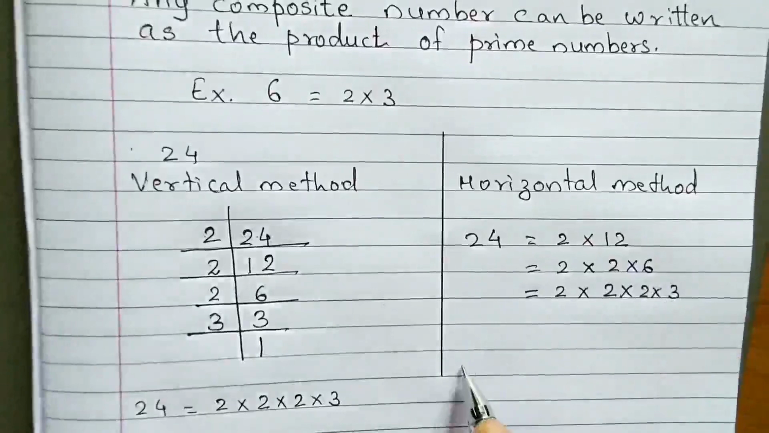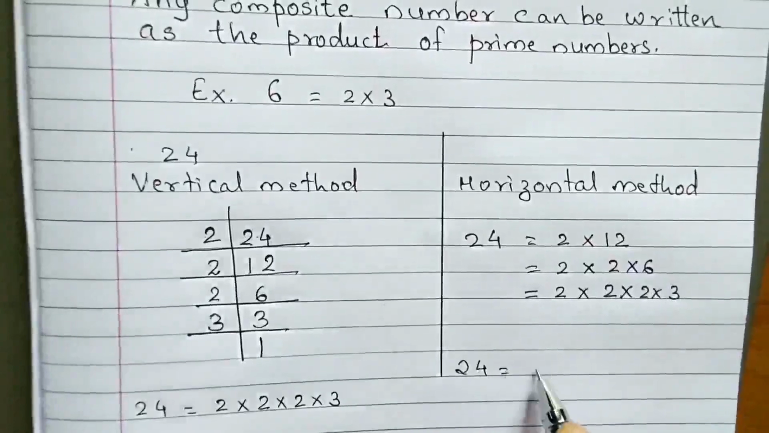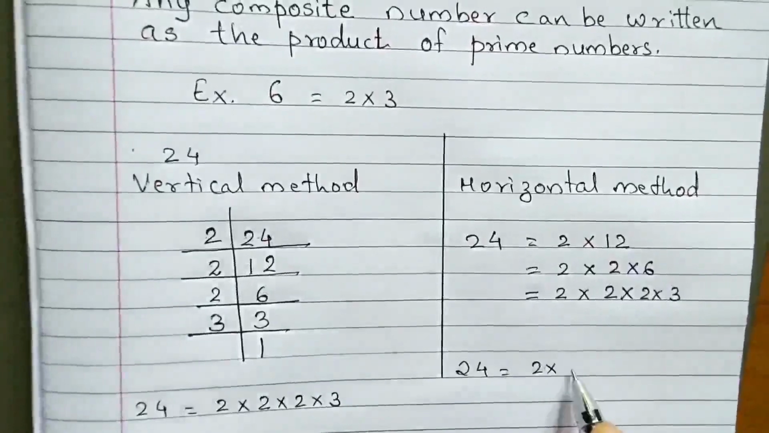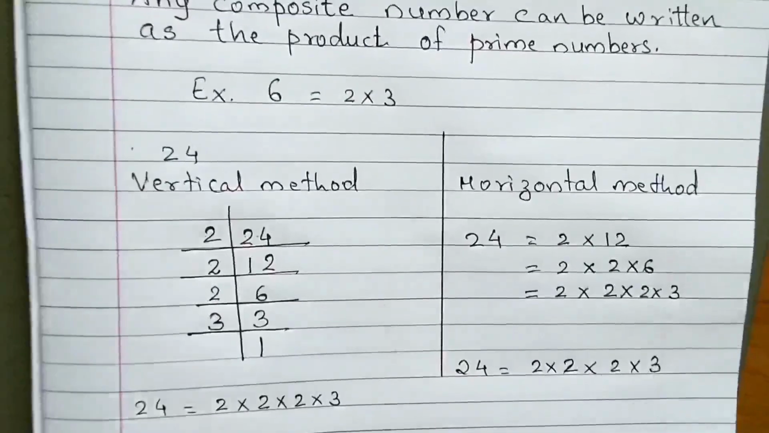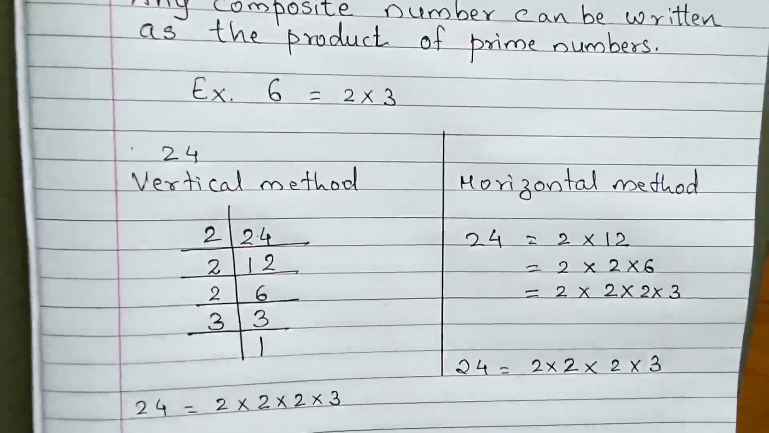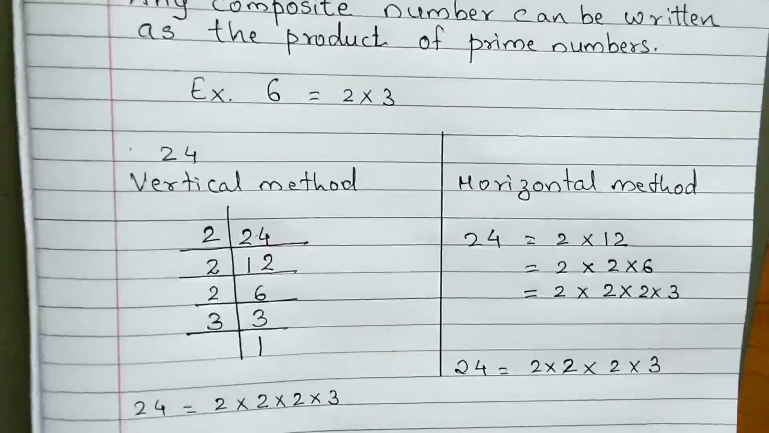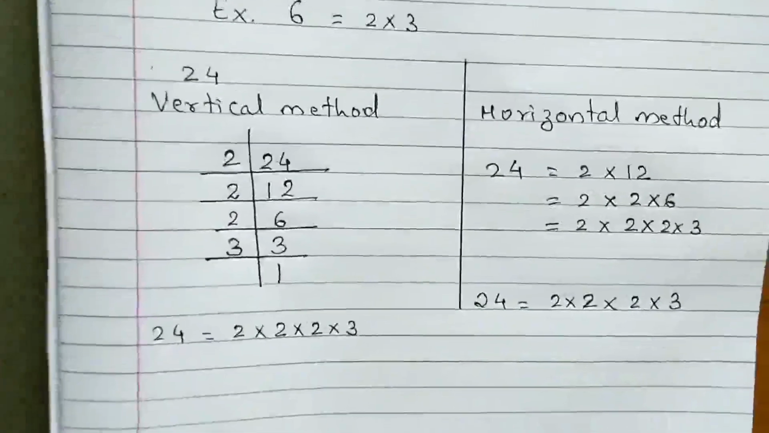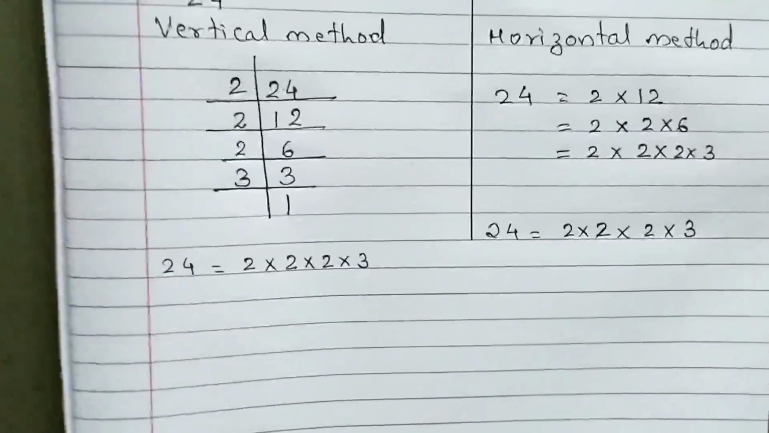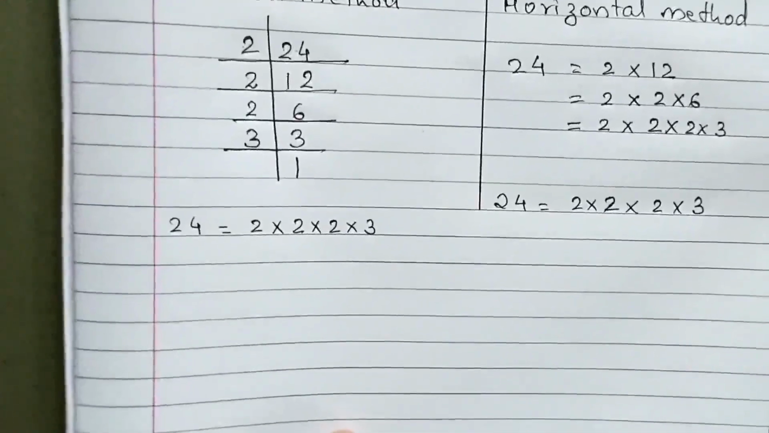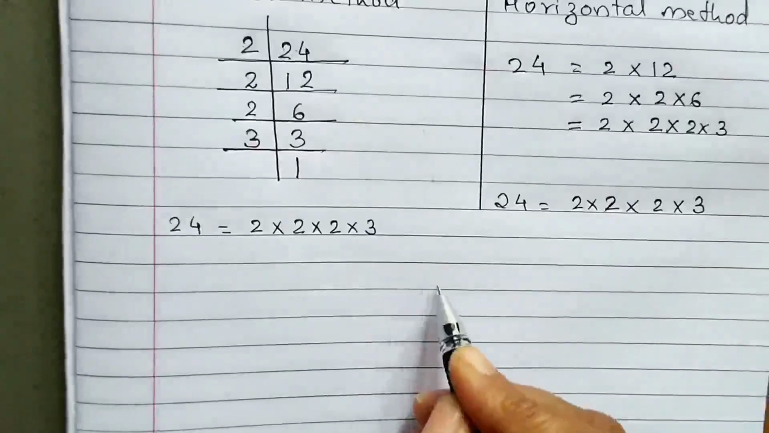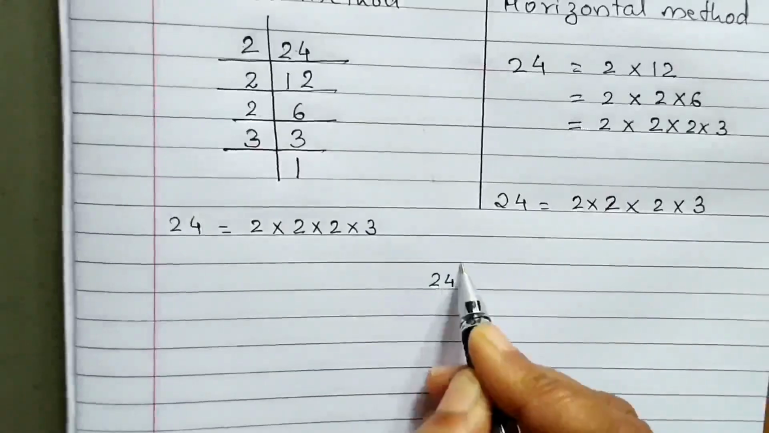So in other words, you get 24 is equal to 2 multiplied by 2 multiplied by 2 multiplied by 3. All these numbers, if you see, are prime numbers. So these are the prime factors of the number 24. Now there is another method also in finding the prime factors. Another way of writing prime factors. Let's see what it is.